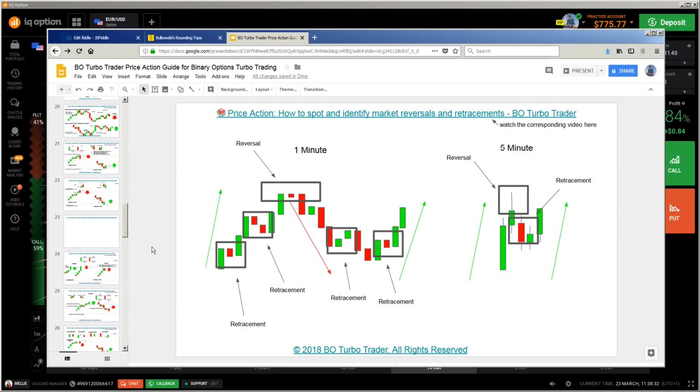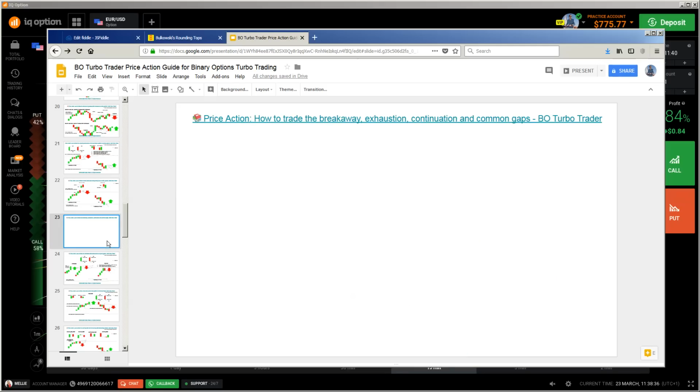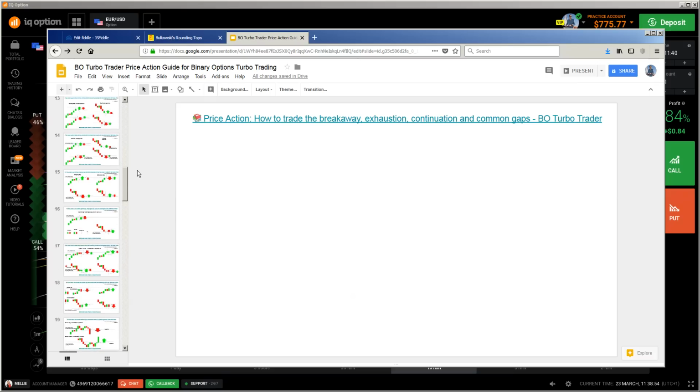Now I'm going to explain how you can recognize the different kinds of gaps. This video will be about how to trade the breakaway, exhaustion, continuation and the common gaps. But the common gaps are not so easy to trade. So let me see if I can show you now.